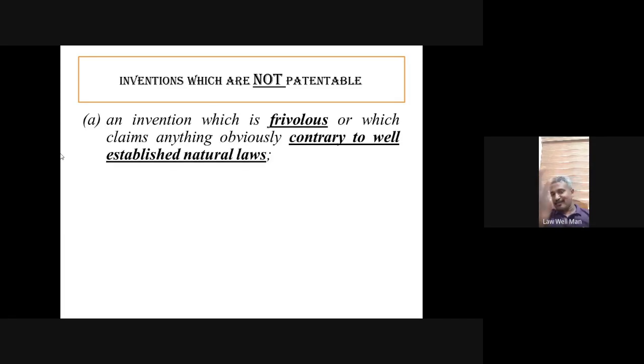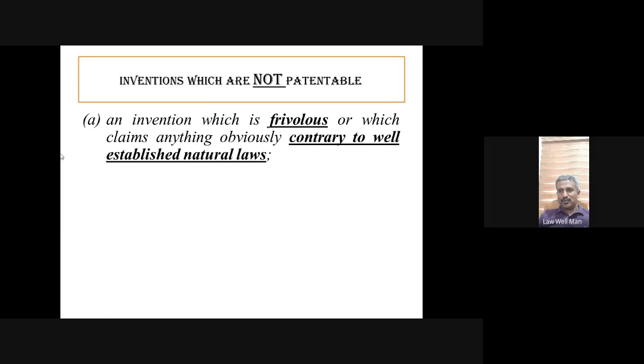There are certain negative requirements which the court will look into, or the patent office will look for, and that should not be present in your invention. Negative requirements, I would say. Inventions which are not patentable. Let me give certain examples. There are very many subclasses for this. Let's look at a few subclasses.